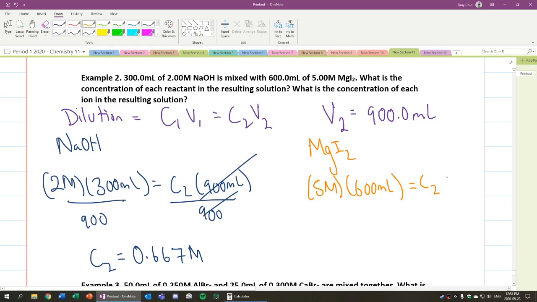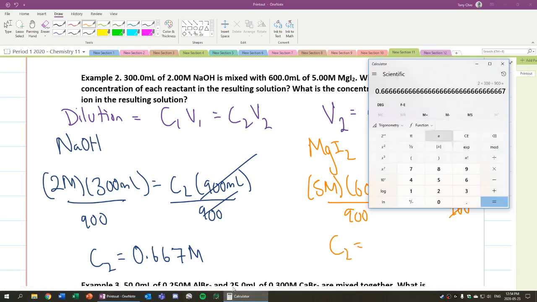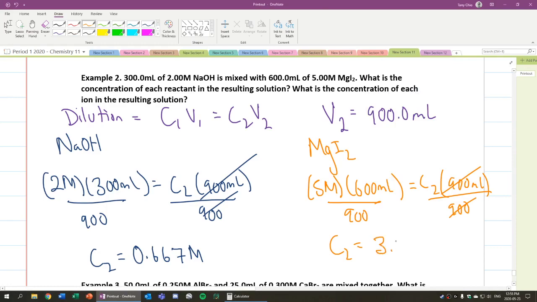For MgI2, it's the same thing, but this one is 5 molarity times 600 milliliters equals C2 times 900 milliliters. Divide both sides by 900, and this time C2 is 5 times 600 divided by 900, which equals 3.33 molarity. So this is your molarity of NaOH, and this is your molarity of MgI2. But what is the concentration of the ions?